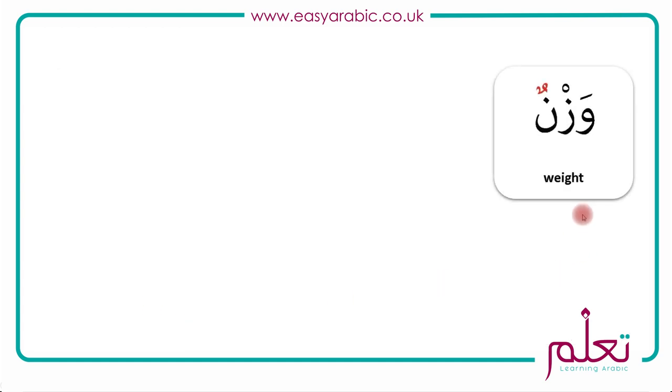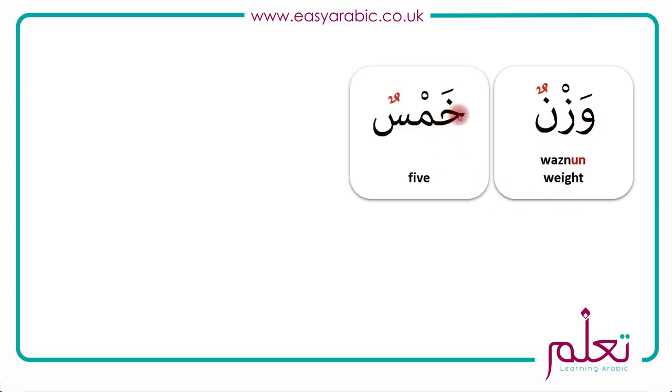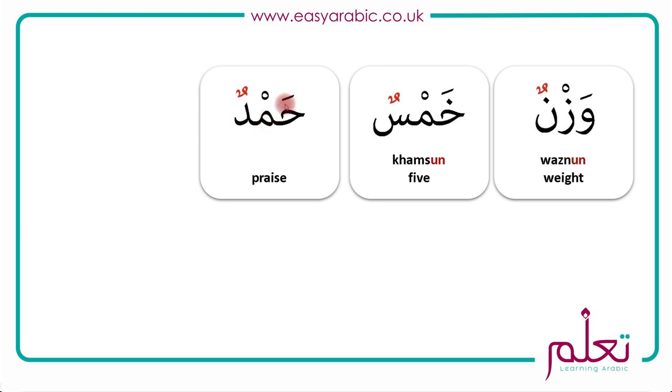Next one is waw with the fatha is wa, za with the sukun is waz, noon with the dhammatain is waznun, which is weight. Next one is kha with the fatha, mim with the sukun is kham, sin with the dhammatain is khamsun, which is five. Next one is ha with the fatha, mim with the sukun is ham, dal with the dhammatain, hamdun, which is praise.